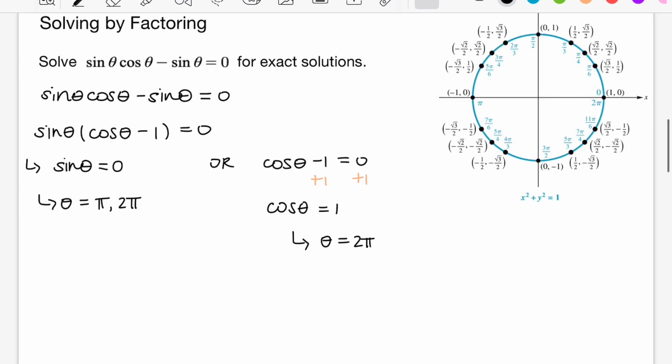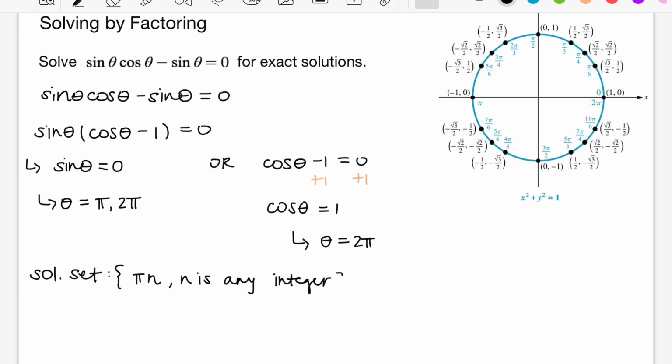Alright, so then our solution set we can write in the following way. We know for this to be true, theta must be equal to pi or 2 pi, and for this to be true, theta must be equal to 2 pi. So our solution set is going to be pi n, where n is any integer.